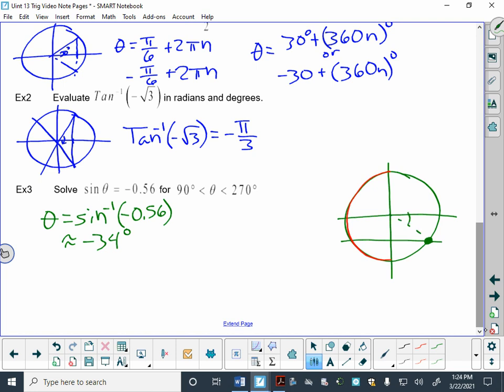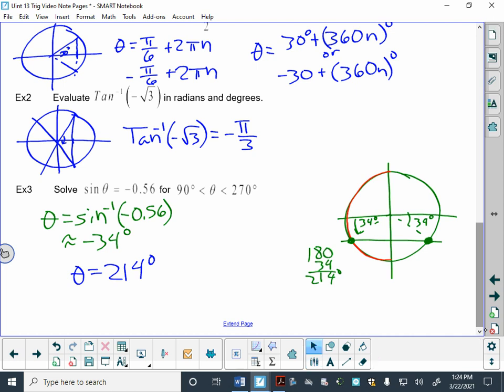Okay. So this reference angle is 34 degrees. I'm looking for this one over here. So it's going to be 34 degrees down this way from 180. So 180 and 34 is 214 degrees. So using all of that information, the angle that I'm looking for is a 214 degree angle.